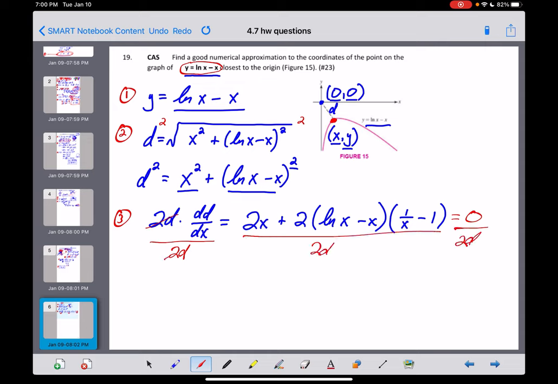And if I do that, that cancels, leaving us with just the derivative of d with respect to x is equal to, and then what happens at this point? Really, guys, we just end up with a 0 on the right-hand side. So we've got 2x plus 2 times the natural log of x minus x multiplied by 1 over x minus 1, and all of that is going to equal 0.